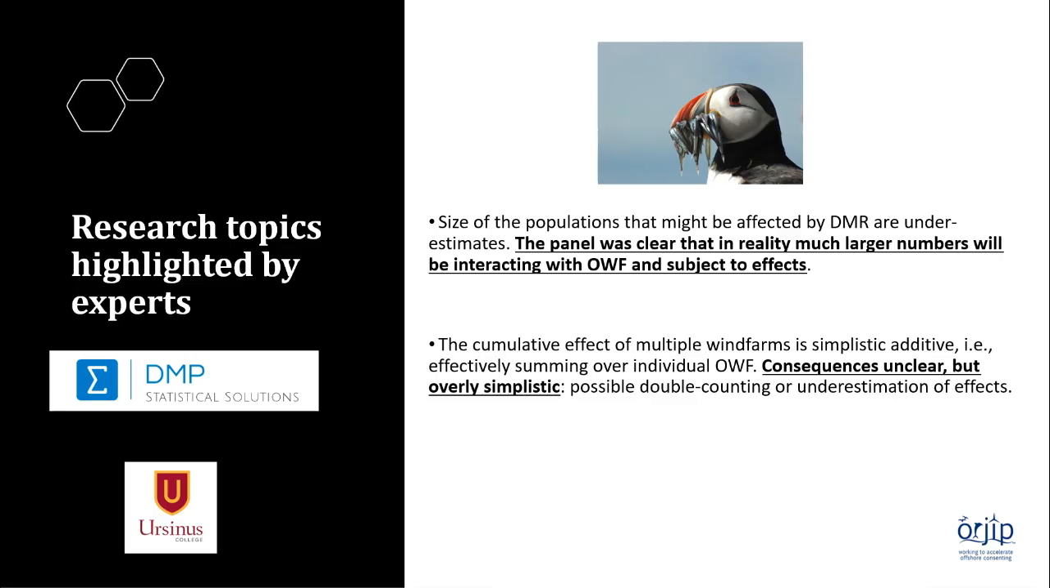And secondly, that the cumulative effect of multiple wind farms is very simplistically done at the moment. It's essentially just an additive process where effects are estimated in isolation and then summed together. And the experts felt that the consequences of this were unclear, but that they did feel it was very overly simplistic, with the possibility for either double counting or also underestimation of potential effects.